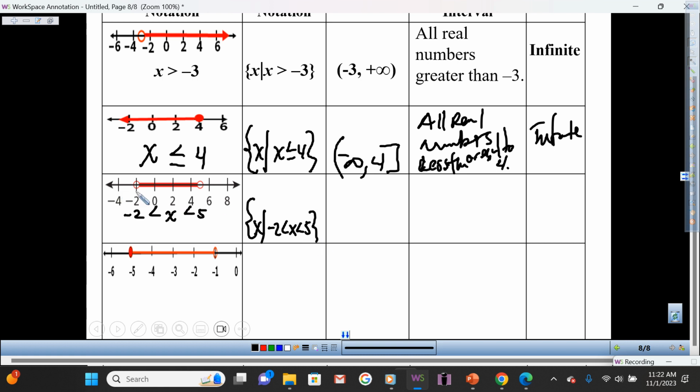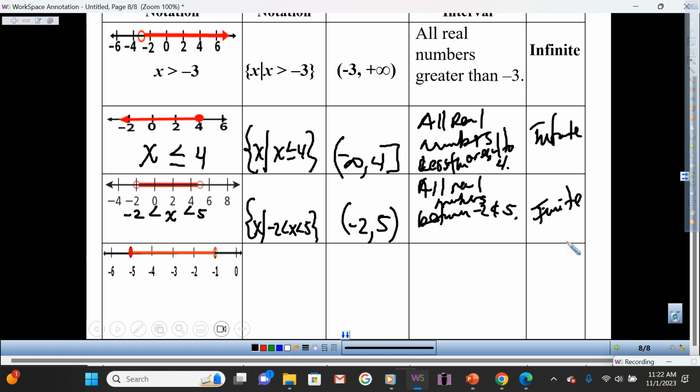All right, the farthest point on the left is what? -2, comma. The farthest point on the right is 5. Are they included? No, they're open, so it's parentheses and parentheses. If I recall correctly, it was Brandon Felix who told us, well, Mr. Q, it's all real numbers between -2 and 5. Is that correct? And we said this was a what? Finite interval.